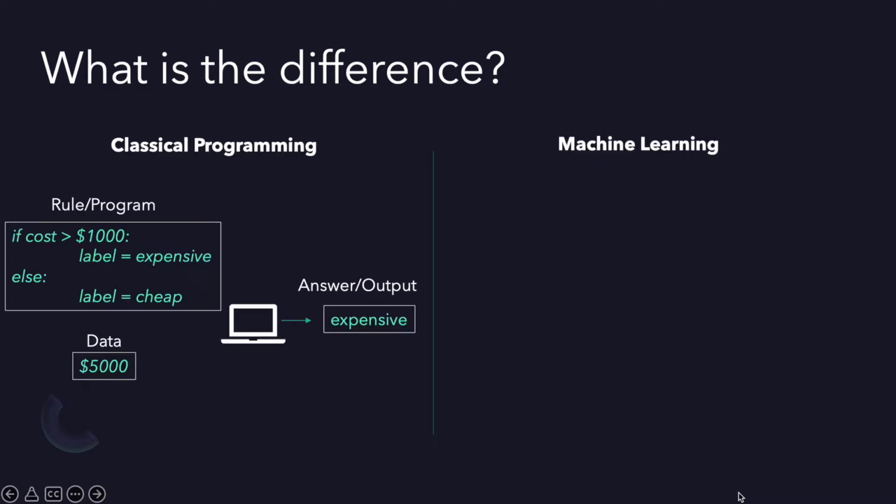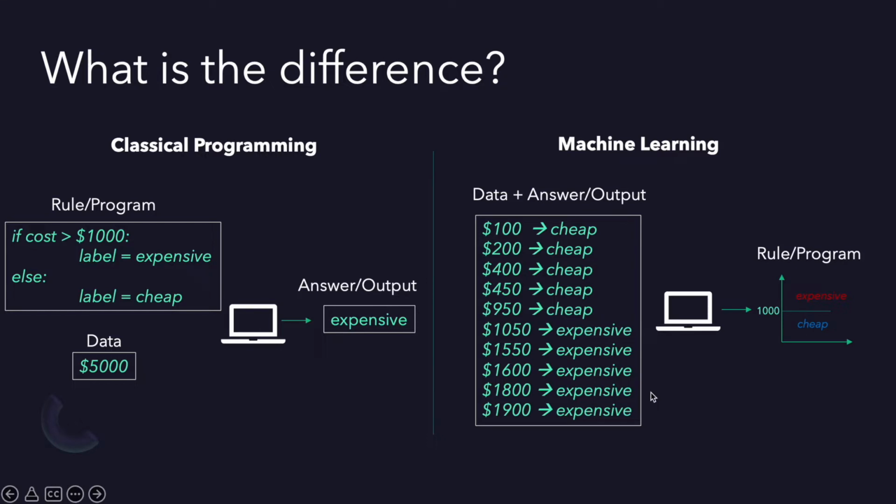Assume that we want to label a cost variable as expensive or cheap. In classical programming, we define the rule as shown in the slide, then the program can generate the answer based on this rule. For this example, the program will label $5,000 as expensive because it is bigger than 1,000. In machine learning, we give data with answers, with outputs, sometimes without answers. With enough data, our model can generate the rule. This way, when new unseen data is given to the model, it can classify according to that rule.